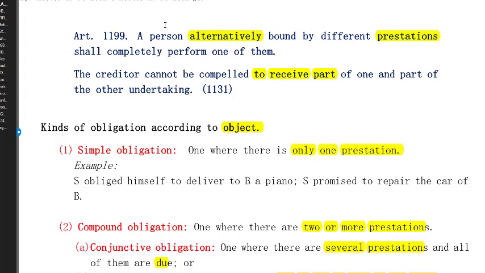Article 1199. To read the exact provision of Article 1199, it says that a person alternatively bound by different prestations shall completely perform one of them. The creditor cannot be compelled to receive part of one and part of the other undertaking. So by this article, it's actually a definition, or we could really see what is an alternative obligation.